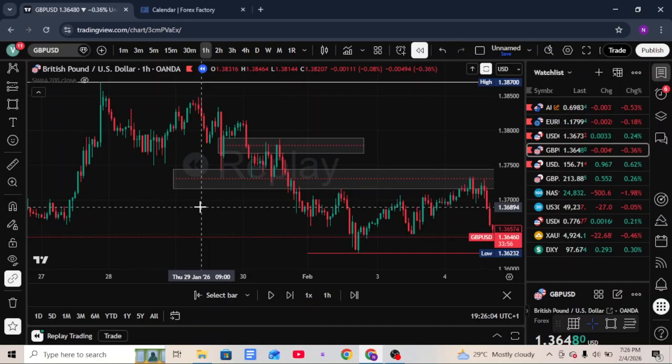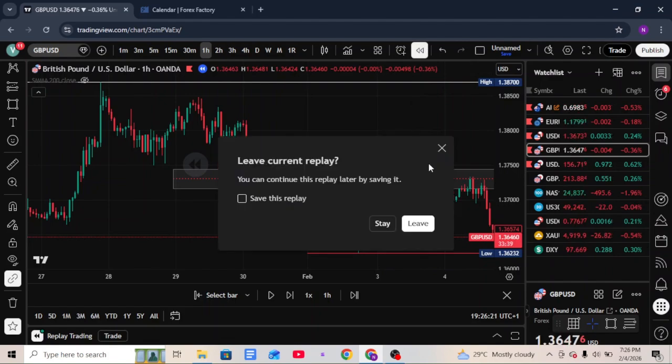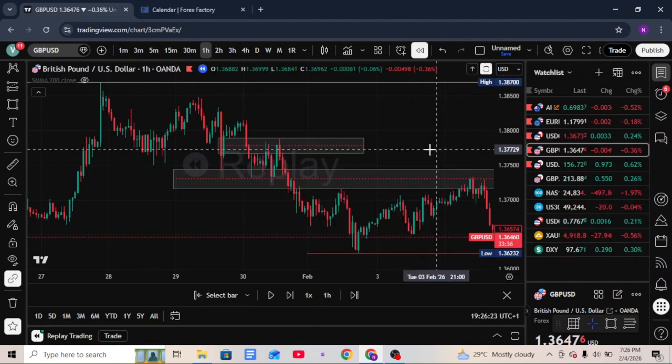an entry model. So in today's video, I want to show some examples in highs and lows and in fair value gap. So let's start with the fair value gap. Now we have 1 year.